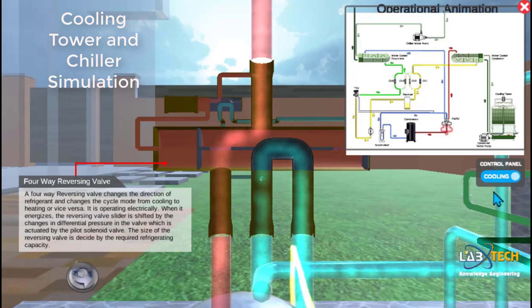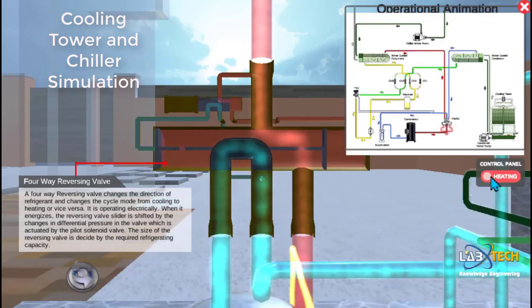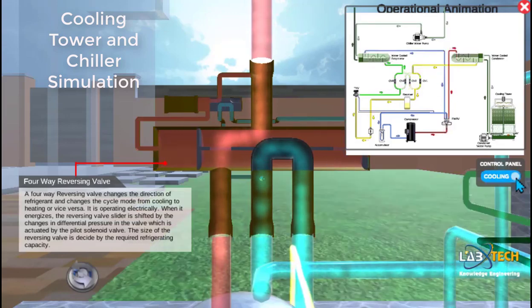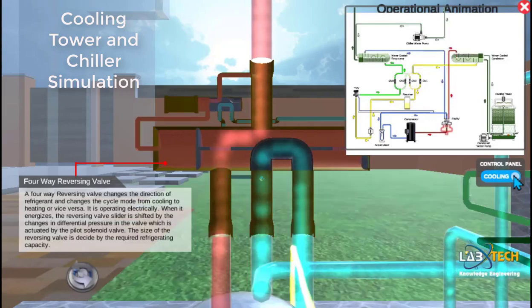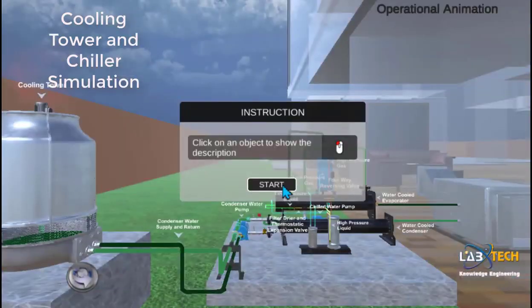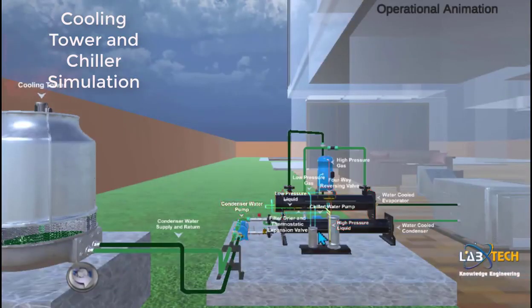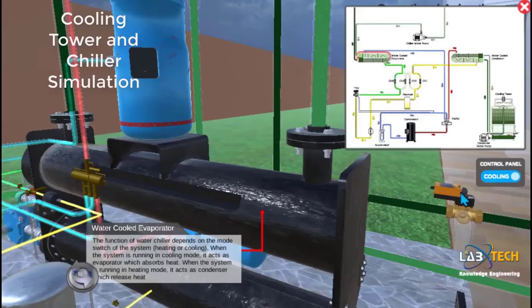What happens here? This is the part that actually causes the reverse cycle to happen, and it's interesting to see the animation of this in detail, and also when you zoom out, to see how this works for the heating and the cooling. So this gives you an idea of some of the simulations that you'll encounter in the Labtech Virtual TVET simulations, and what you can expect to see in some of the detail.